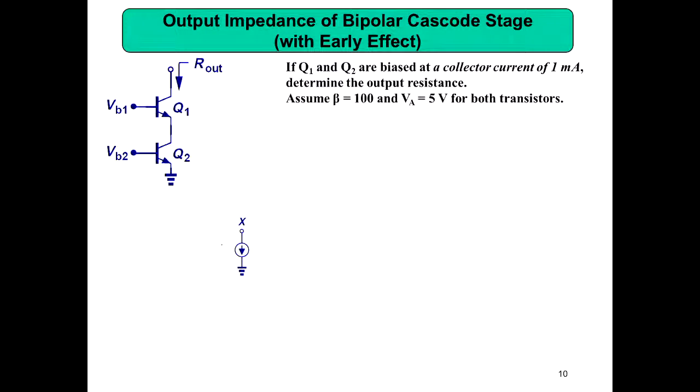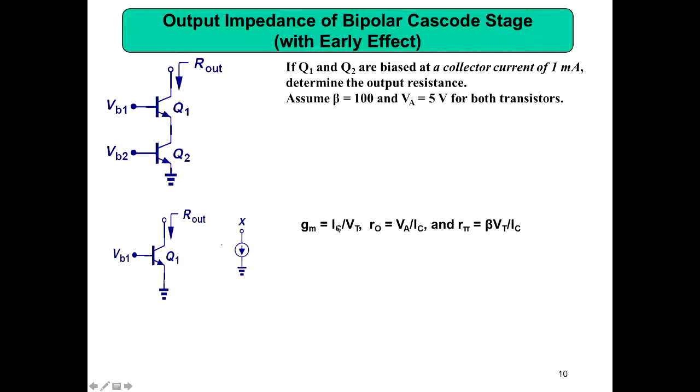So what is the expression for RO? Yep. So GM, we know that GM, what is GM? Transconductance equal to IC by VT. RO, output impedance equal to VA by IC. R pi, which is equal to beta VT by IC. All these we already know, the standard expressions. So we can find out RO simply as VA by IC. VA is already given, IC is already given. So 5 kilo ohm.